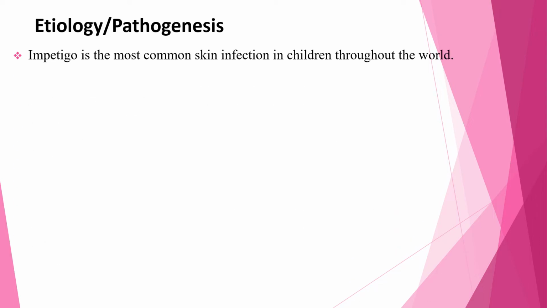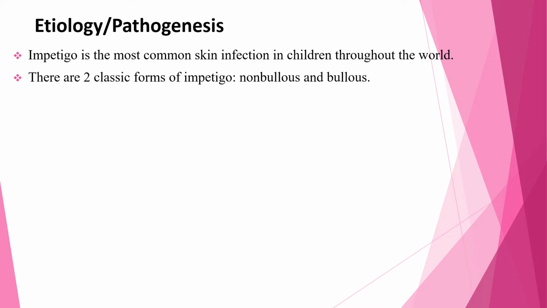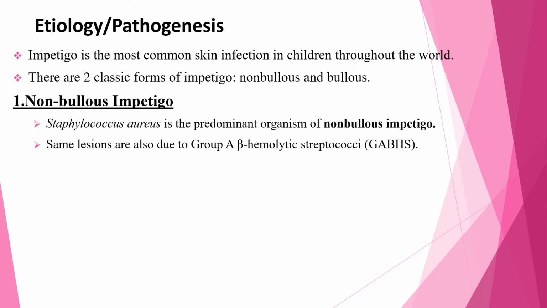Just to start with etiology and pathogenesis, impetigo is the most common skin infection in children throughout the world. There are two classic forms of impetigo: the non-bullous and the bullous type. Non-bullous impetigo is predominantly caused by Staphylococcus, whereas some lesions of non-bullous impetigo can be caused by group A beta hemolytic streptococcus.